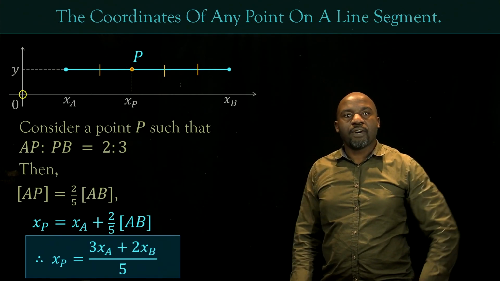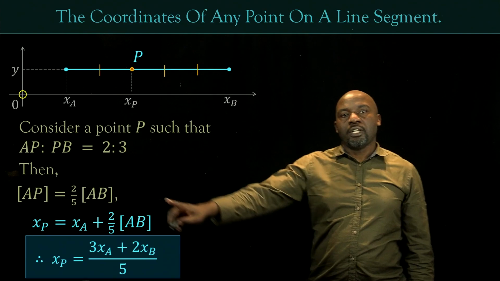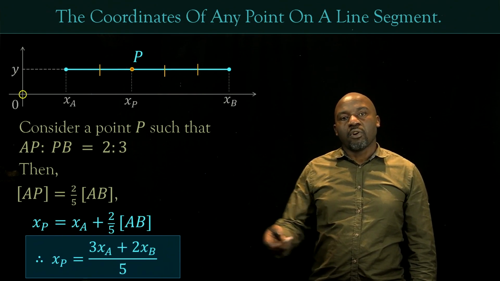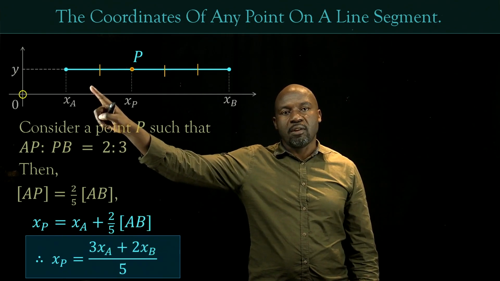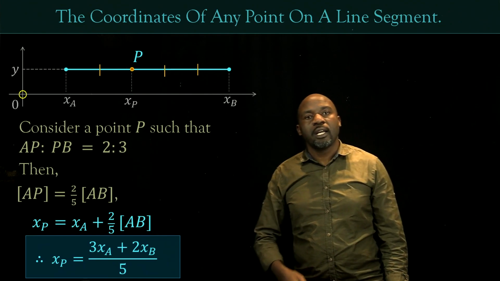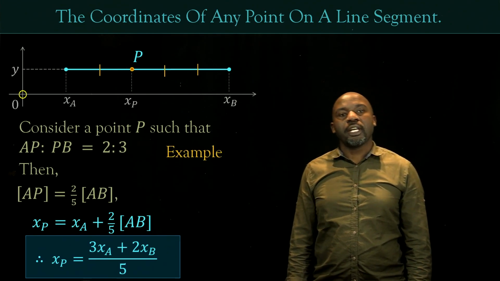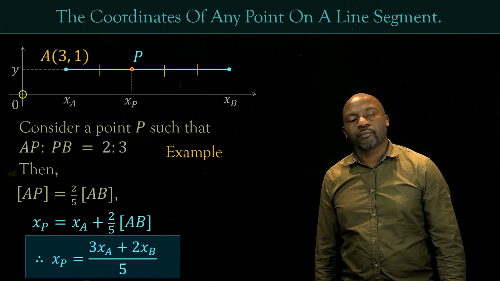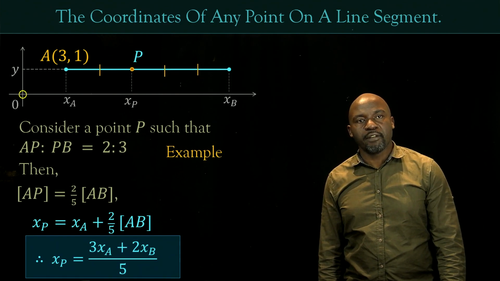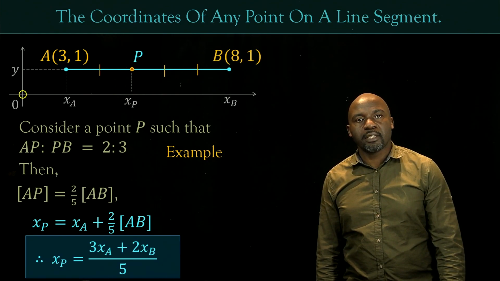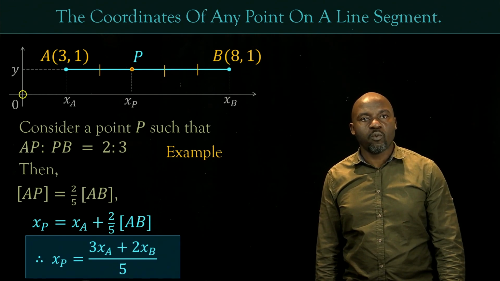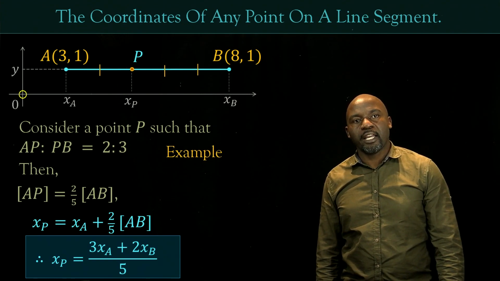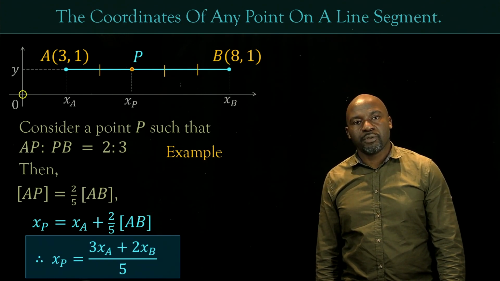Okay, and so that is how we find the coordinates of point P if it splits up length AB in the ratio 2:3. So what comes here depends on the ratio in which P splits the length AB. Okay, so here is an example. Here is a line AB with coordinates given. The coordinates of point A are 3, 1, coordinates of B are 8, 1, right? What are the coordinates of point P if P is splitting line AB in the ratio 2:3?